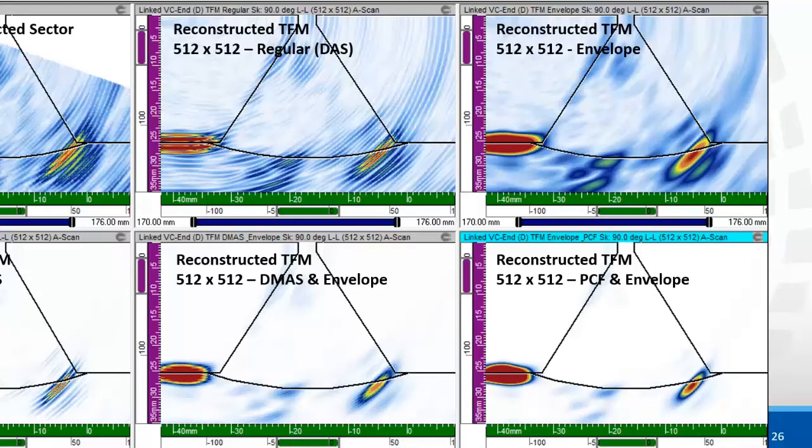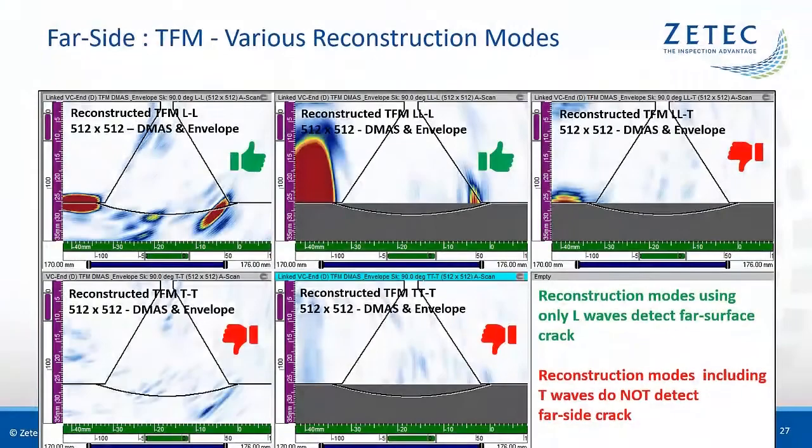But we can also observe a tendency to filter out the weak tip signal from the crack. Let us then look at the various TFM modes again. For the flaw on the far side of the weld, we can observe that the reconstruction modes, including only L waves, detect the crack, whereas the reconstruction modes that include at least one shear wave path cannot detect the crack.